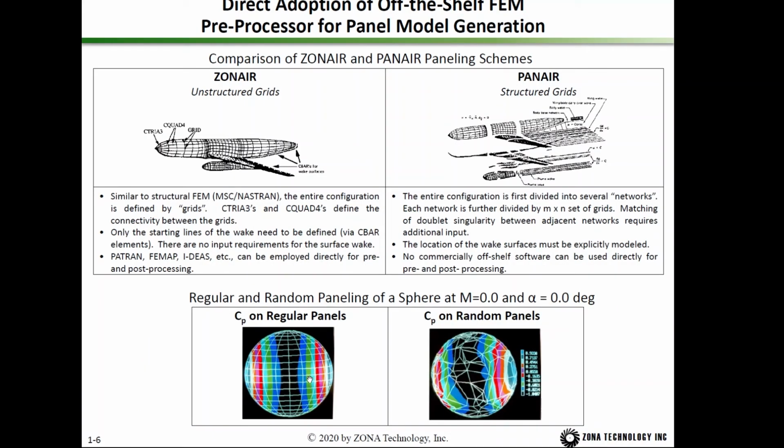And compare ZONAIR with PAN AIR paneling schemes. ZONAIR uses an unstructured grid scheme, whereas PAN AIR uses structured grids. So if you want to define a PAN AIR panel model, you have to first divide the whole configuration into patches. Within each patch, you have to define an n by n grid. Therefore, this is a structured grid, and ZONAIR uses an unstructured grid, so it's very easy to generate a ZONAIR model.